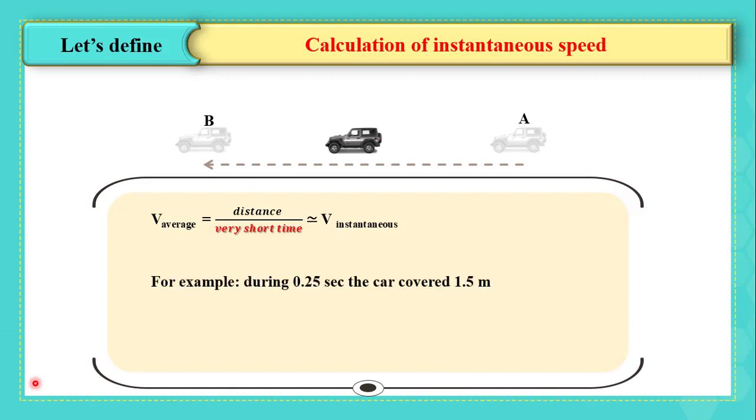For example, during 0.25 seconds, the car covered 1.5 meter. Then the instantaneous speed of the car is calculated by dividing the distance by the very short time, which gives us 1.5 divided by 0.25, which is equal to 6 meter per second. To express it in kilometer per hour, all you need to do is to multiply it by 3.6, which gives you 21.6 kilometer per hour.